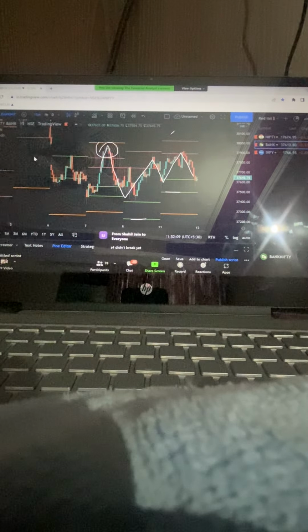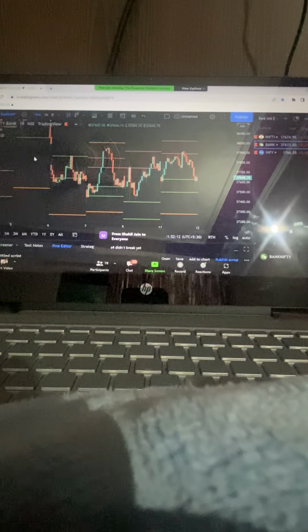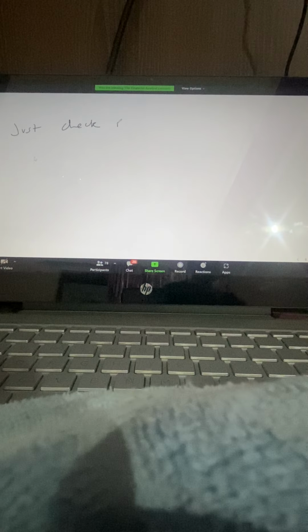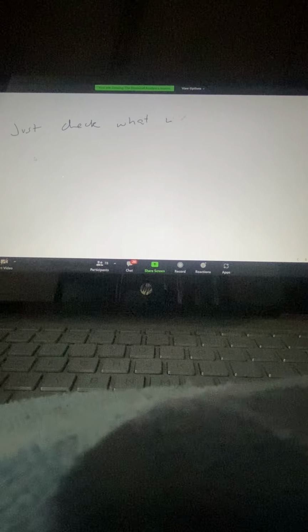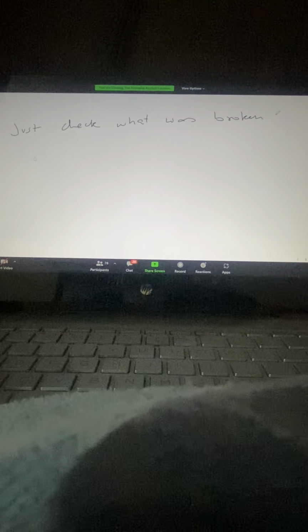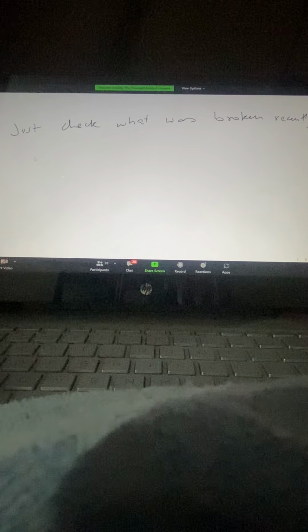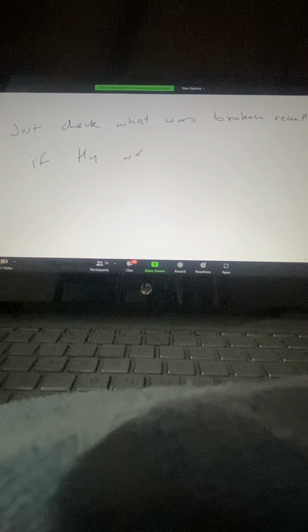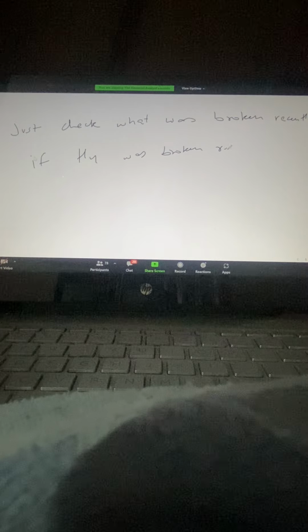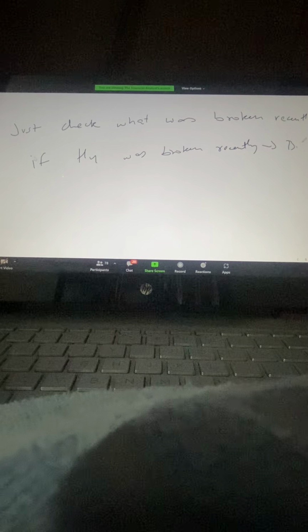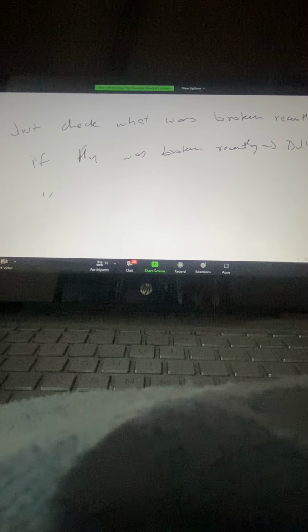Simple. Okay? If you want another hack to make this very simple, you can just remember this with one line. Write down this pointer: just check what was broken recently. If H4 was broken recently, trend is bullish. H4 means R4, sorry.